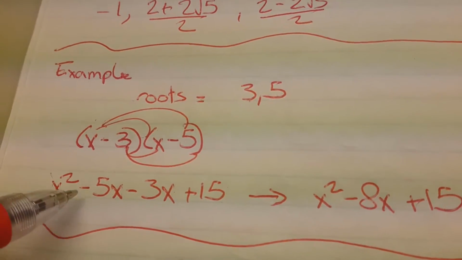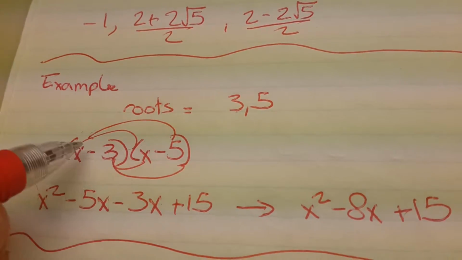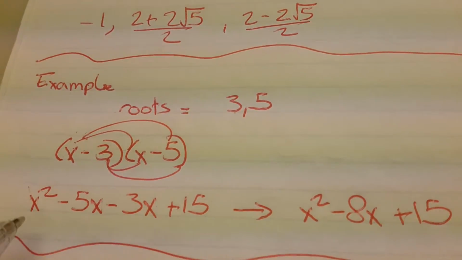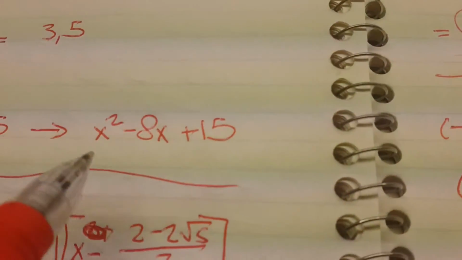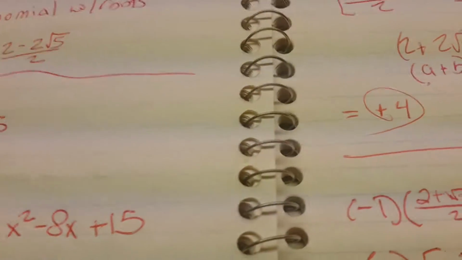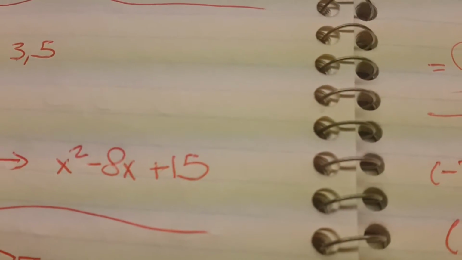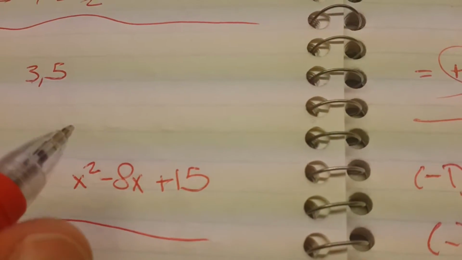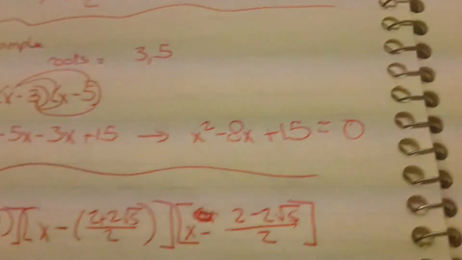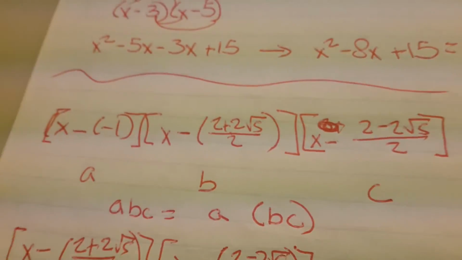We end up with x squared minus 5x, minus 3x plus 15. Then we add those together: x squared minus 8x plus 15, and that is our polynomial. If they're asking for an equation, you just have to put equals 0 at the end. But I'm pretty sure in your Snapchat you said polynomial.